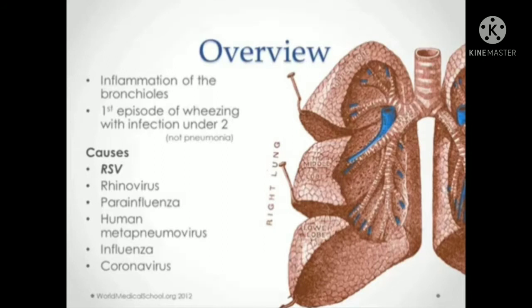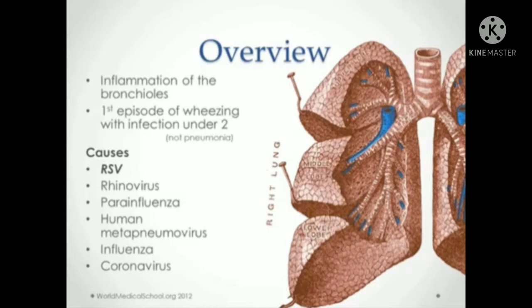Really what the definition is of bronchiolitis is inflammation of the bronchioles. And the clinical definition is usually just the first episode of wheezing with an infection under the age of 2. That's not pneumonia. So clinically we don't actually assess if the bronchioles are inflamed. We just assume they are if the kids are wheezing and they don't have pneumonia.